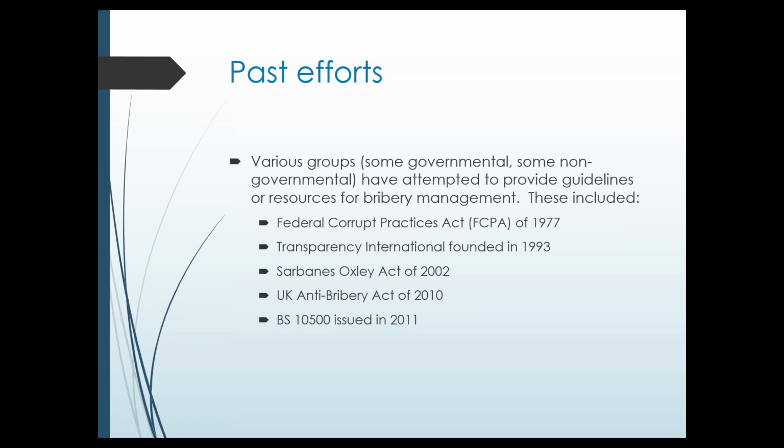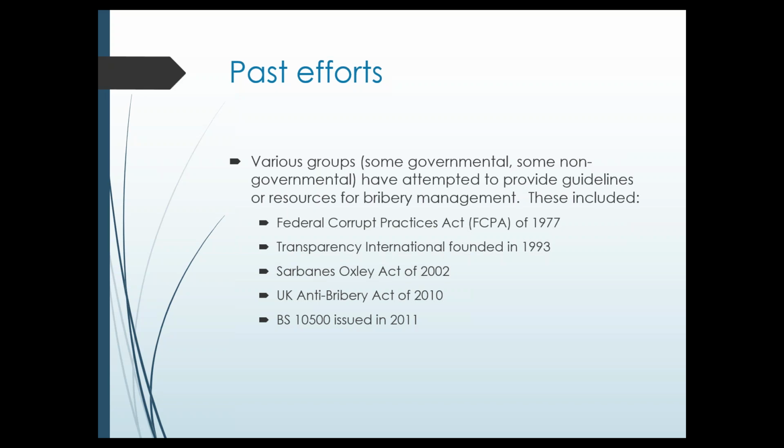Now, the efforts that revolve around anti-bribery go back a long ways, actually. And there's been a lot of efforts made, both governmental and non-governmental, to have some guidelines in place for this. Now, the oldest of these is the FCPA, the Foreign Corrupt Practices Act. That goes back to 1977.